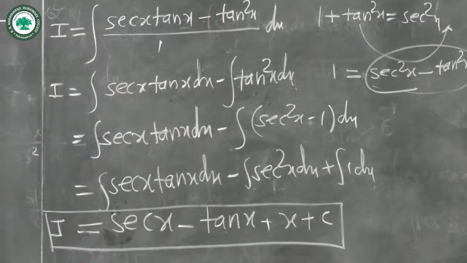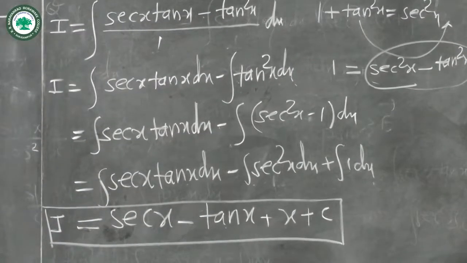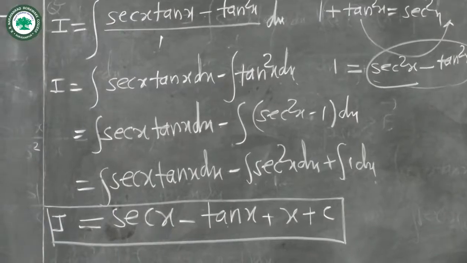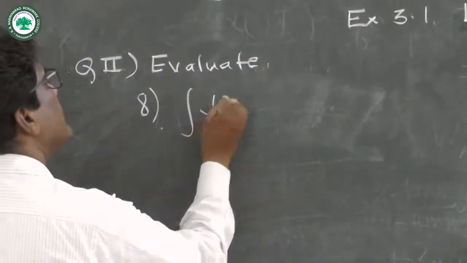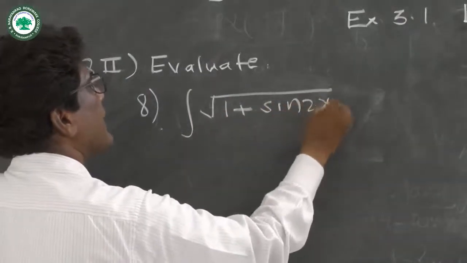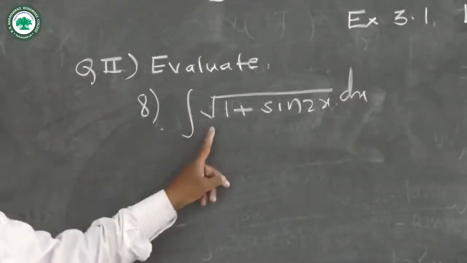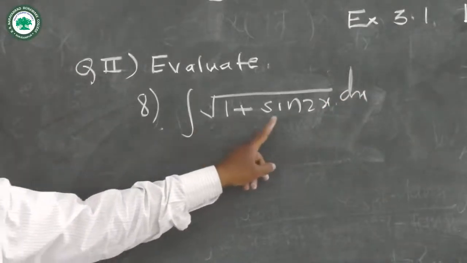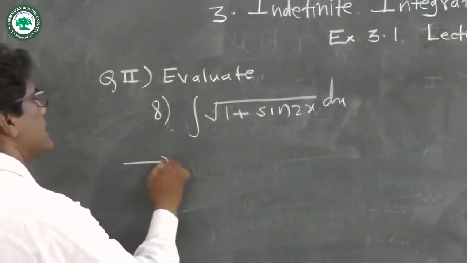Now take screenshot. Now here 8th problem, we have seen the 7th problem. Integration of under root of 1 plus sin 2x dx. Now see the solution of this, call this as I.